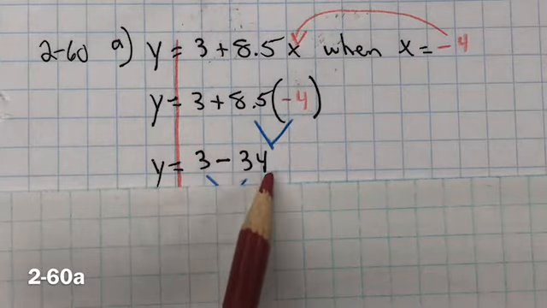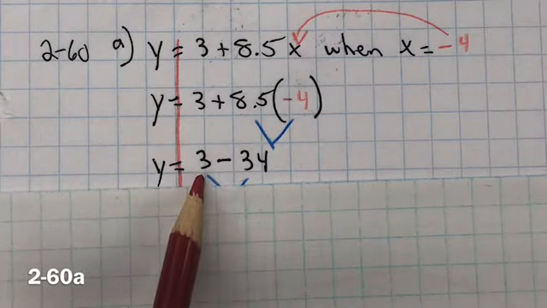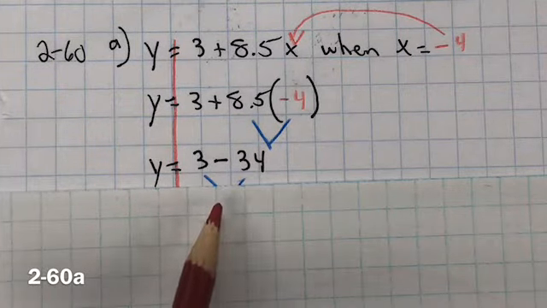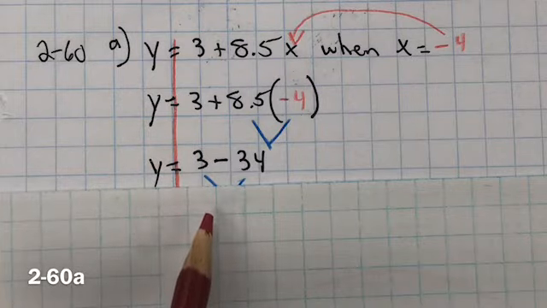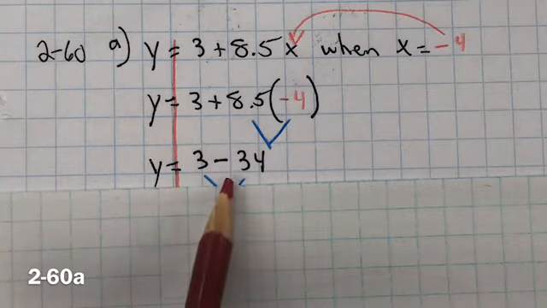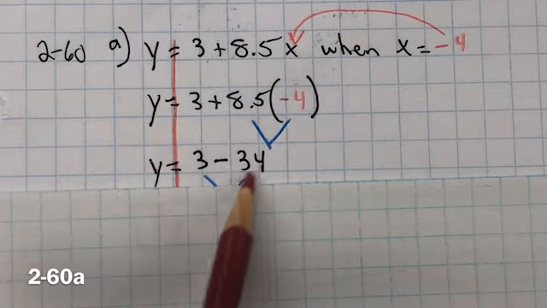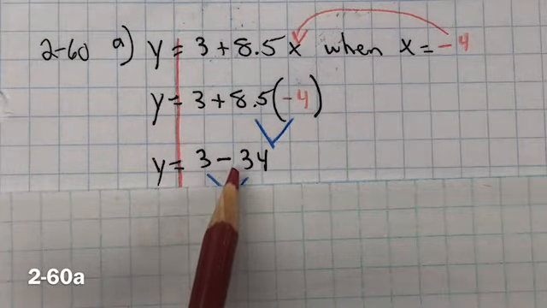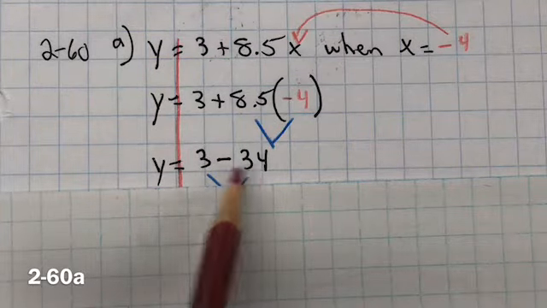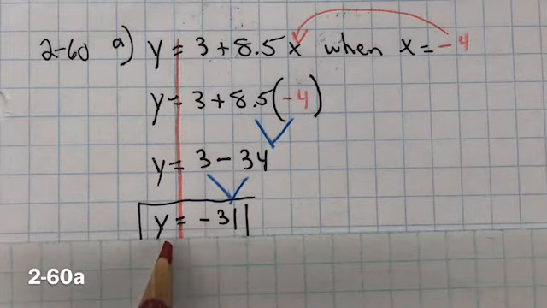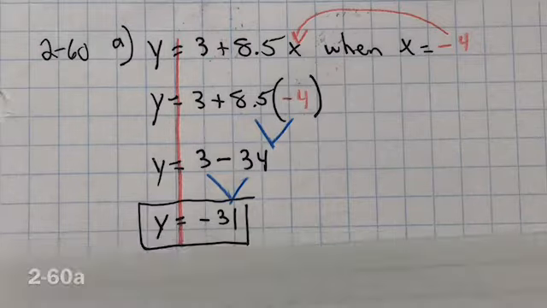3 minus 34. Well, I know I only have 3 positives and 34 negatives. So I know my answer is going to be a negative. And so I take the sign of which one I have a greater. So I have 34 negatives. And then since the signs are opposite, I subtract them. 34 minus 3 is 31, and so it's negative 31. So y equals negative 31.